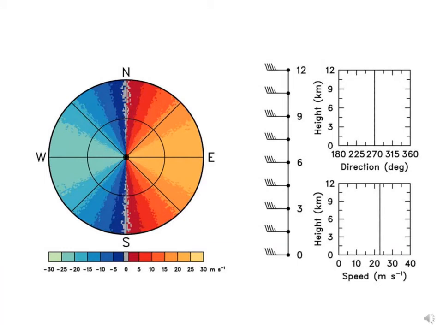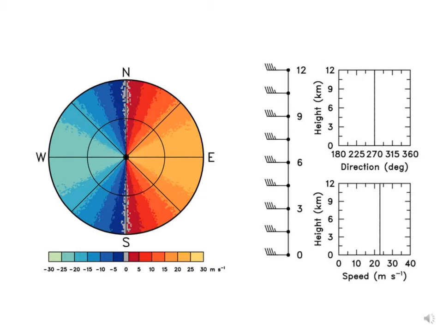So let's take a look at what a Doppler wind profile would look like for a situation where we have a constant wind from the west to the east. Recall that the Doppler radar can only see the winds in the radial direction, either toward or away from the radar. In this example, the warm colors, the reds and oranges, are wind away from the radar, and the cool colors, the blues, are winds toward the radar.